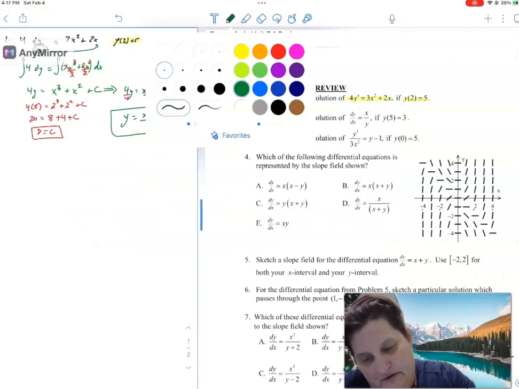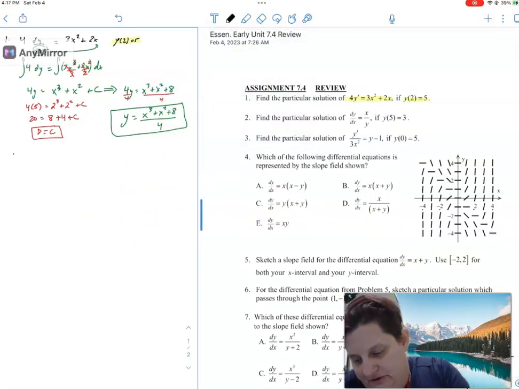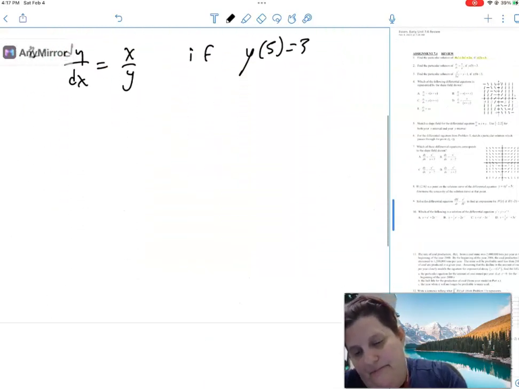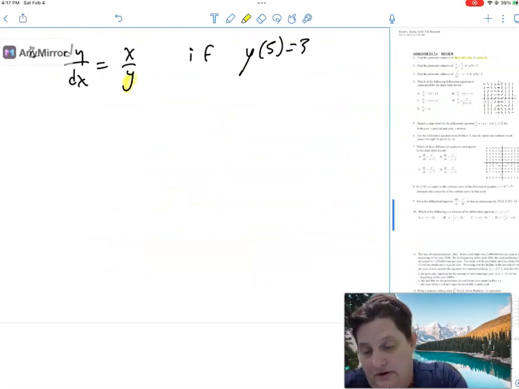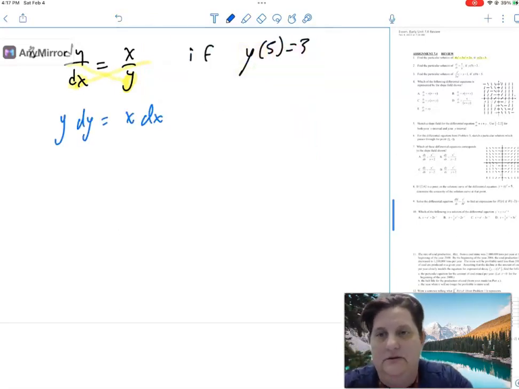Okay, guys, for the next question, find the particular solution of, this one says dy/dx equals x over y, if y of 5 equals 3. All right, nice. Let's check this out. Separating my variables, I want to bring my y up here, my dx up here. So I have y dy equals x dx.